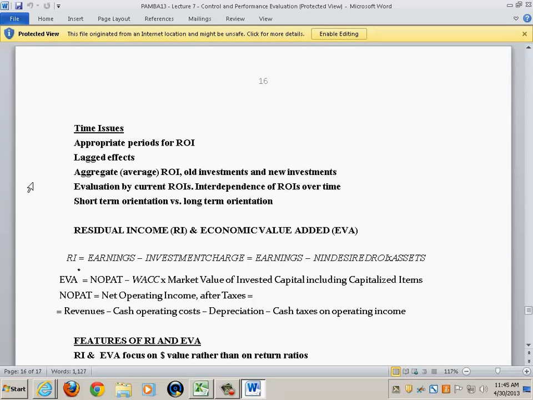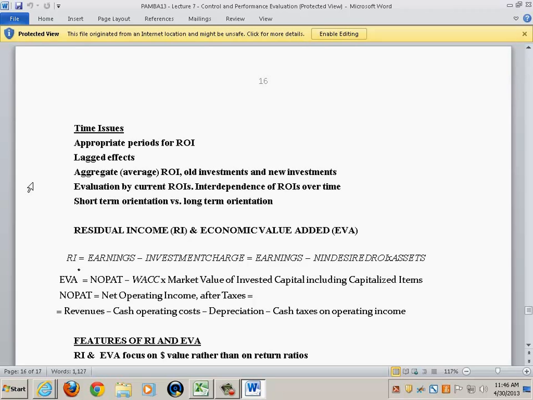We'll go through a numerical example. I guess that's a typo. MIN goes for min desired ROI. That's a bit difficult to read, but it's min desired or min required ROI, and you multiply it by the value of the assets.